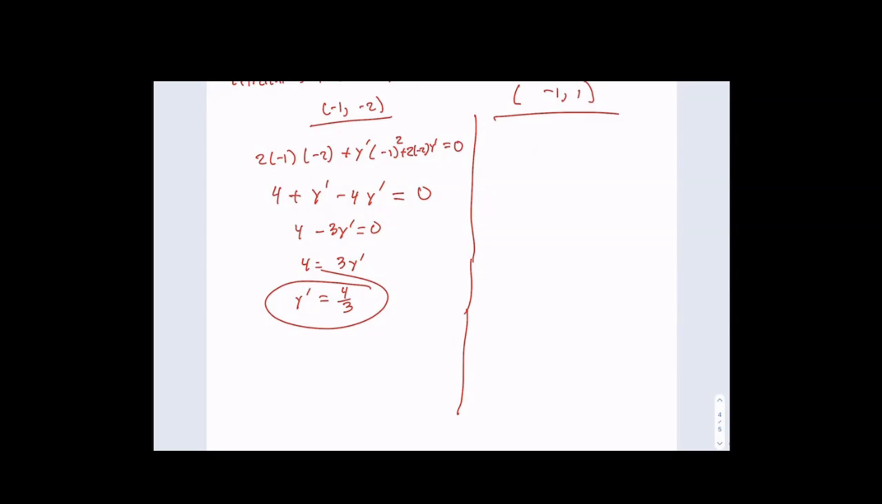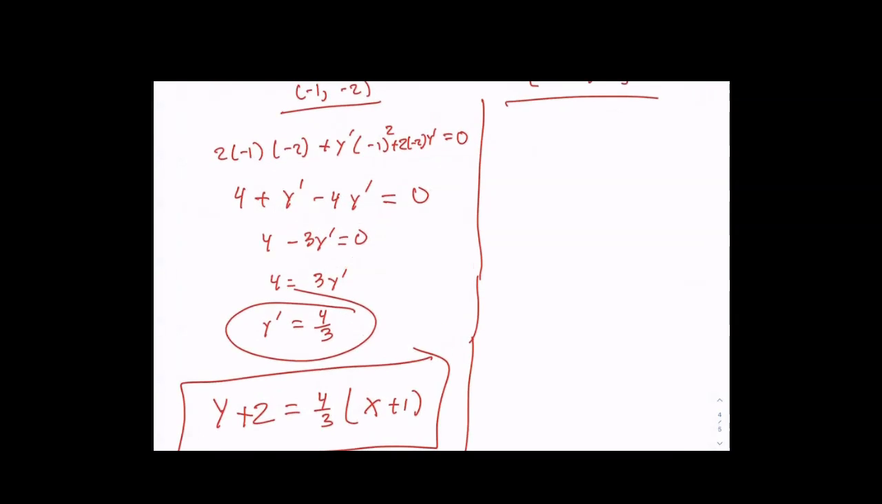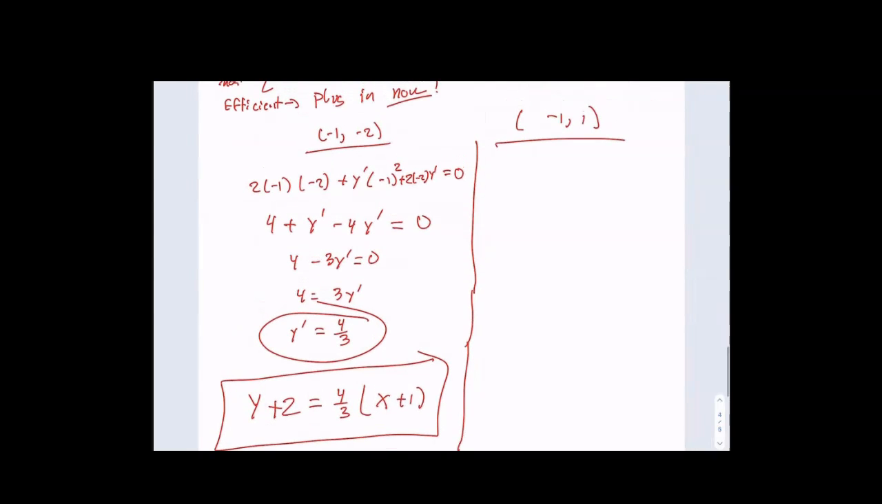For this, it would be y plus 2 equals 4 over 3, parentheses, x plus 1. Good. We're not done yet though. We just have to do the other one, the other side. Yep.